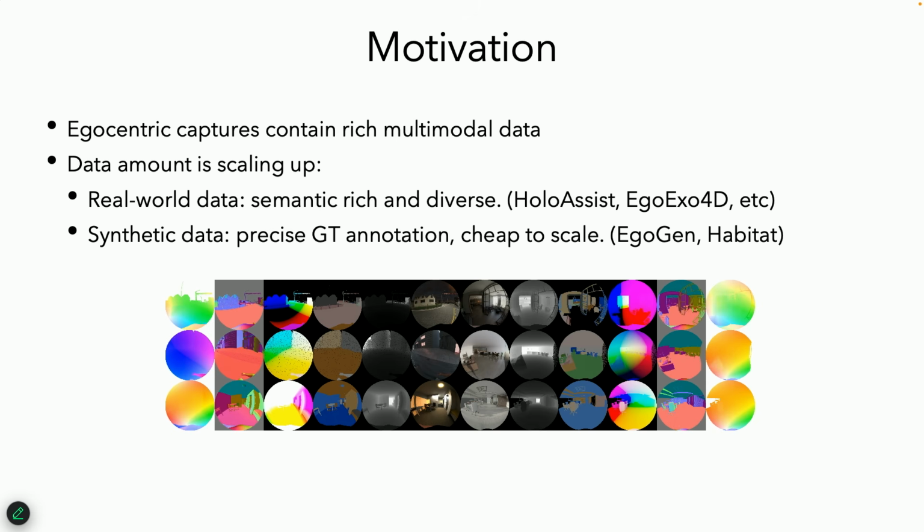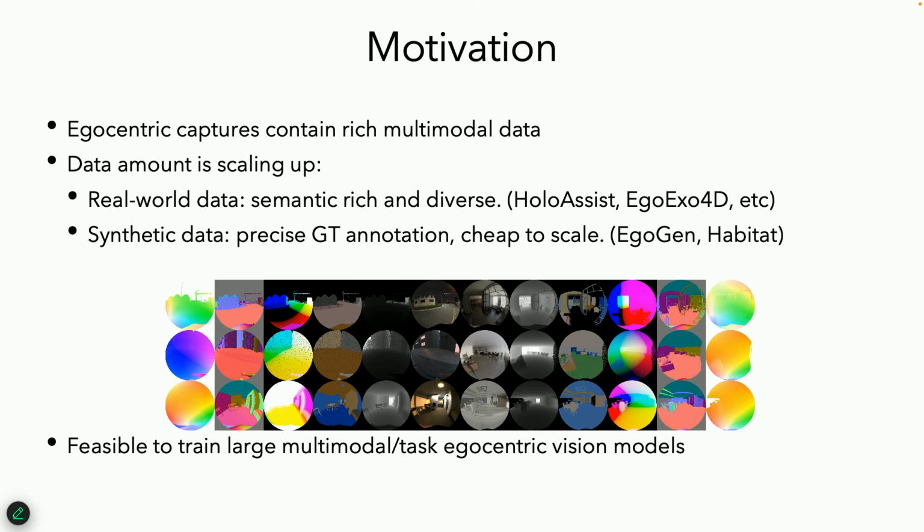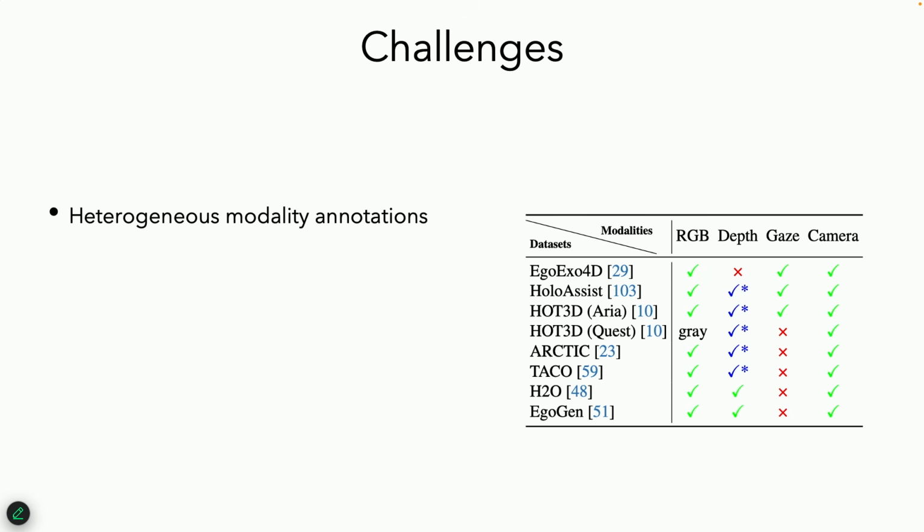On the other hand, for the synthetic data, we can really have pixel-level ground truth for many modalities: for depths, for normal maps, for tracks. But we don't have rich semantics or behavior in the synthetic data, because we can only synthesize simple behavior so far. But these two things are quite complementary to each other, and both types of data are scaling up. So I think it's feasible to train a large-scale multimodal multitask egocentric vision model.